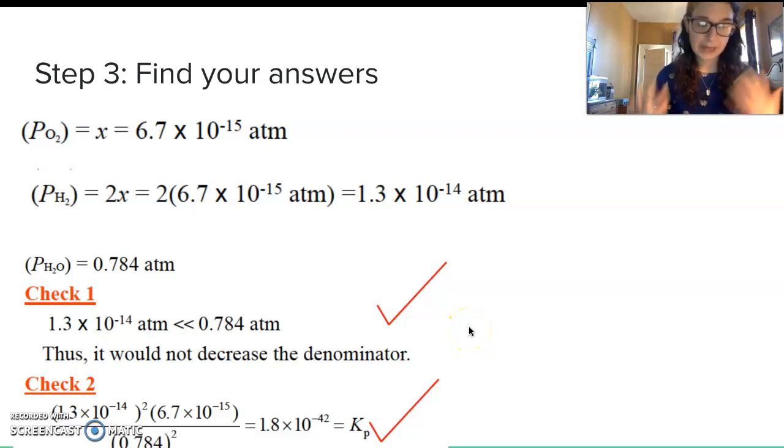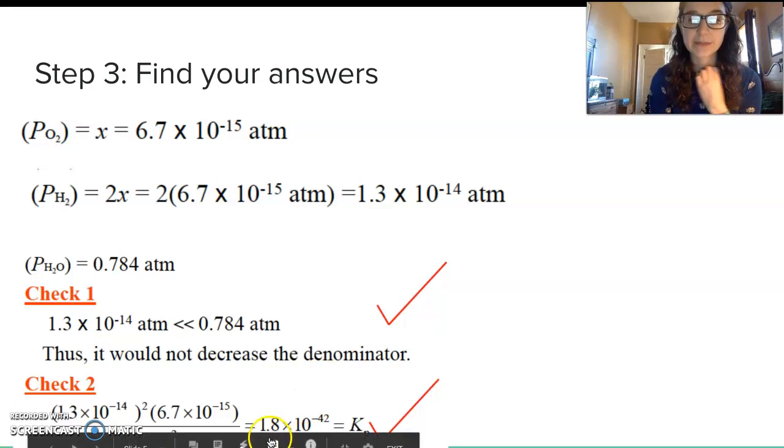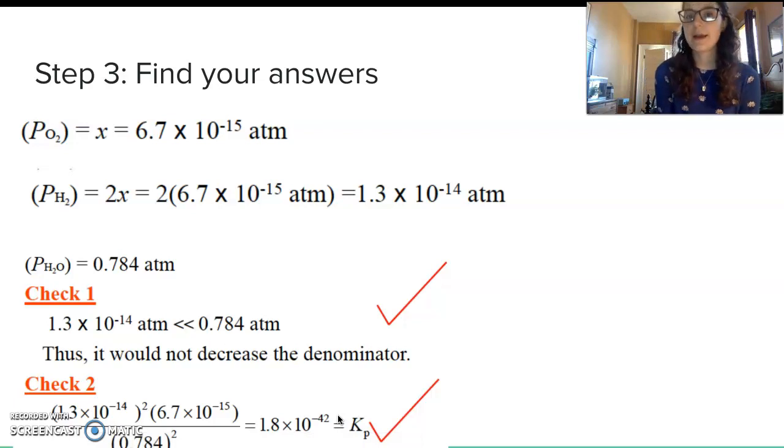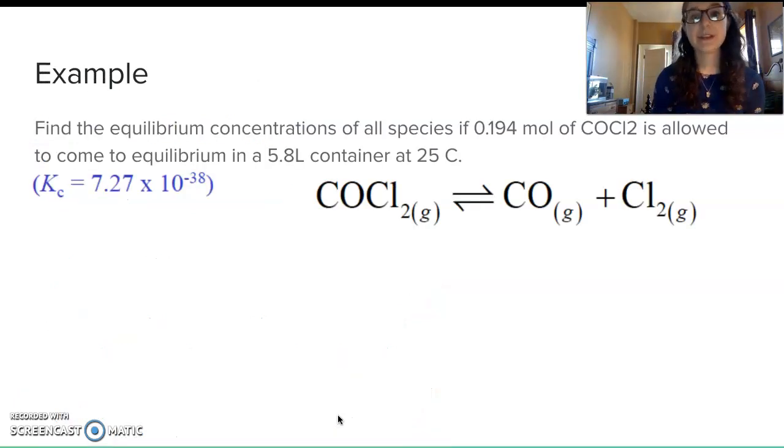The second check is to check the Kp value. The Kp in check 2 is a little smaller than the Kp given in the question. They're very close, so it's fine. We have 1.8 times 10 to the negative 2 instead of 2 times 10 to the negative 42, but that is close enough, very close in value, so we feel good about those answers. So that's an example that used pressure.